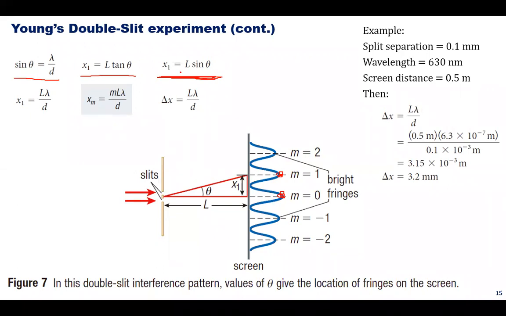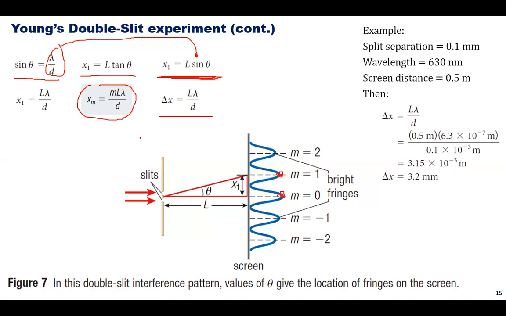So x1 equals L sine theta. That means x1 equals L lambda over d. You see that? Because sine theta is lambda over d. So if you substitute sine theta with lambda over d, then x1 equals L lambda over d. Then for the mth order bright fringe, this relationship becomes xm equals m L lambda over d. This is for the mth order bright fringe. And the separation between any two adjacent fringes is given by delta x equals lambda L over d. Okay, this is the separation between any two adjacent fringes.